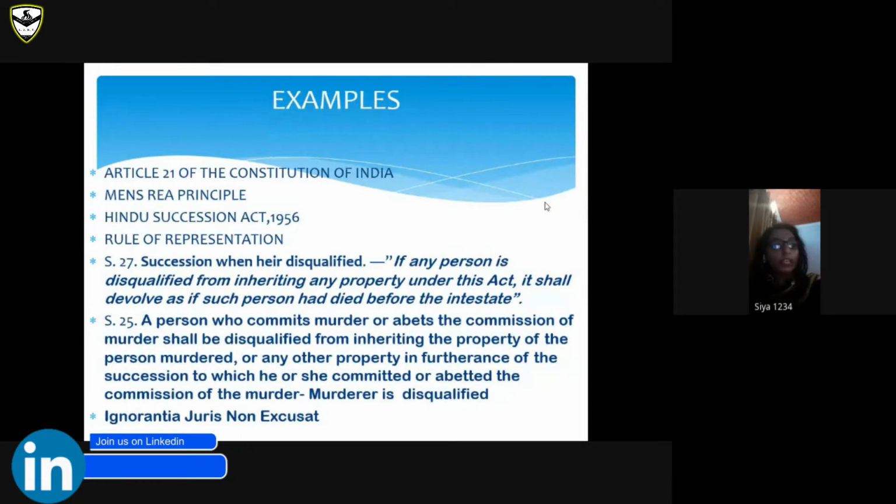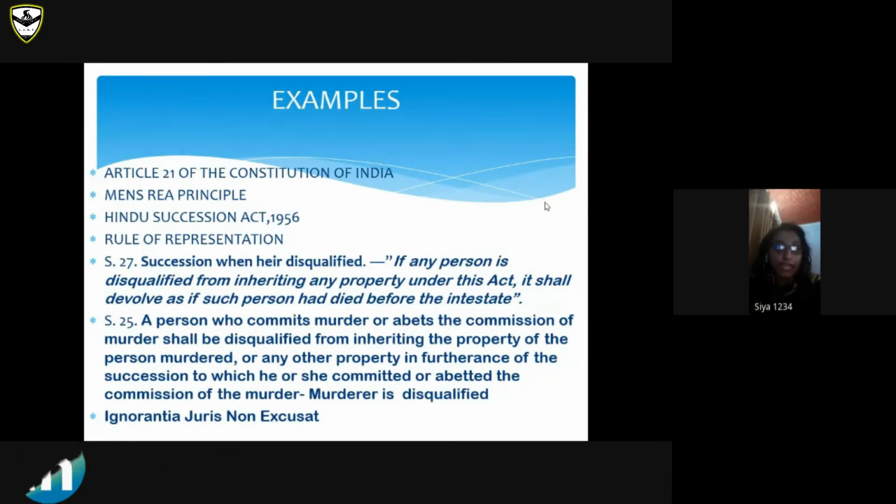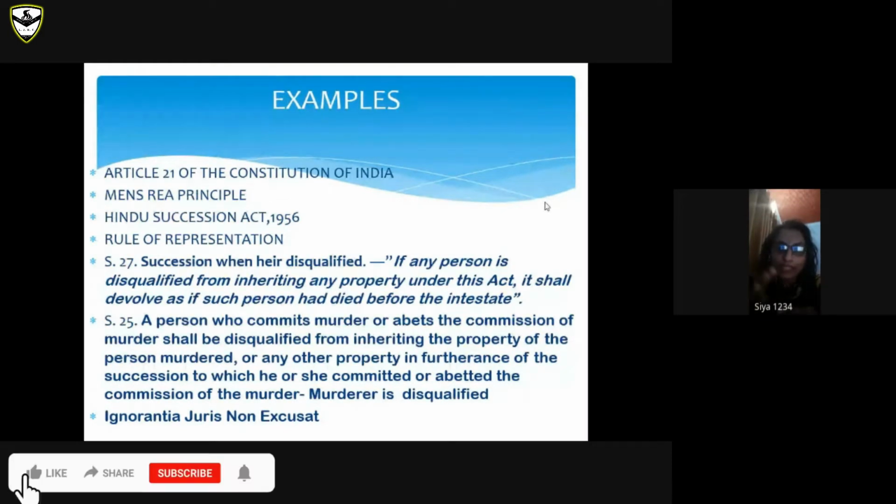And according to Section 27, which deals with succession when the heir is disqualified, suppose a son has abetted the murder of his father, then he is disqualified as an heir. Then what happens? It is as if he has died. The partition will happen as if he died before the intestate. Before the father died, it will be considered that the son died before the father.